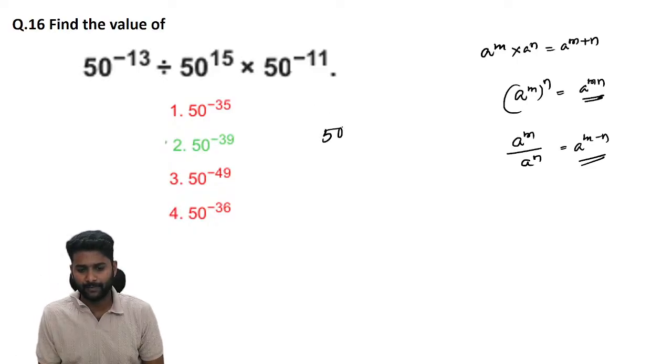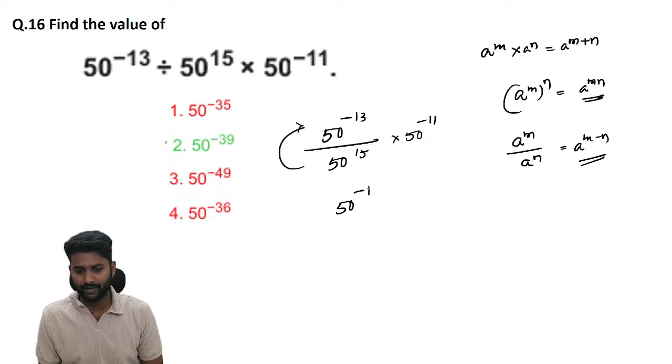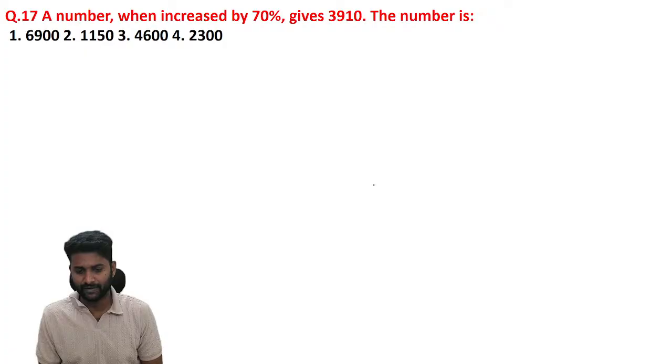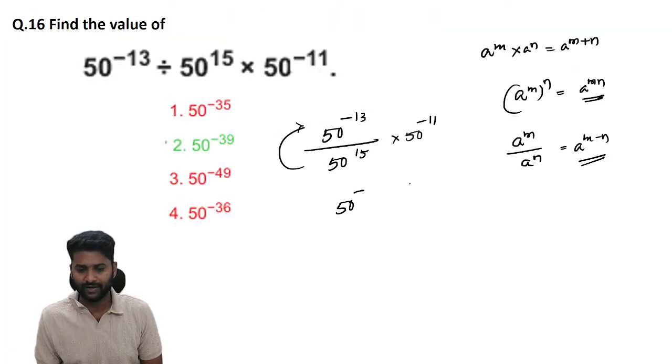So 50 power minus 13 divided by 50 power 15 multiplied with 50 power minus 11. So this is all about 50 power minus 13 minus 15 is minus 28, and 50 power minus 11. Final answer, 50 power minus 39 is the correct answer.